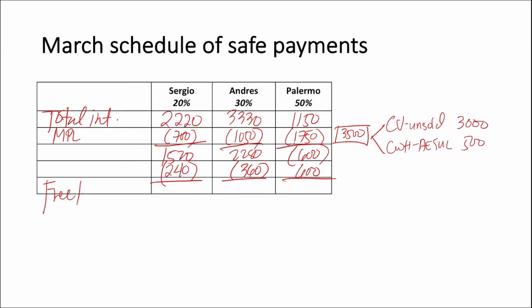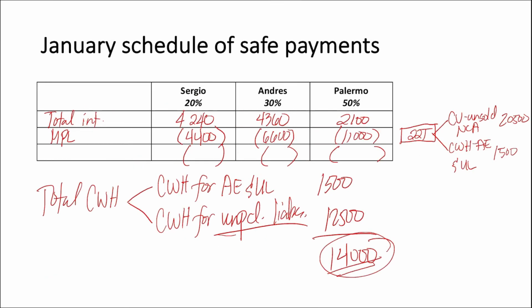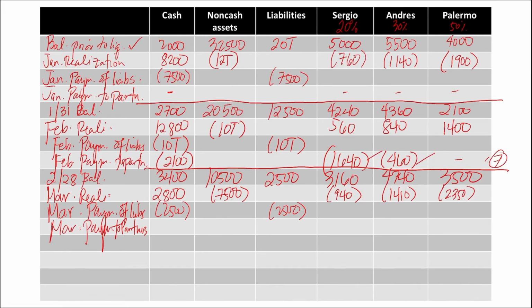Magkano ang free interest? Sergio, 1,280. Sa Andres, 1,920. Tapos Palermo is 0 pa rin. Kawawa naman si Palermo, wala pa rin natatanggap na cash. So, free interest is for Sergio 1,280 and Andres 1,920. Okay? So, balik tayo. Okay. Payment to partners, si Sergio, 1,280. Tapos, si Andres, 1,920, 0 ka pa rin Palermo. So, magkano yung total cash payment to partners? That is 3,200.